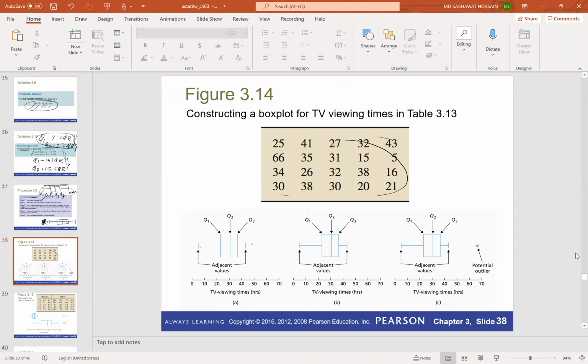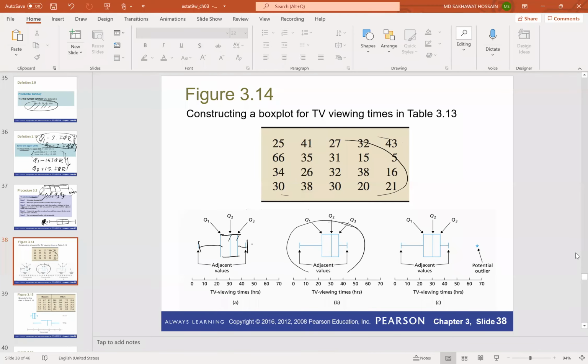So we need these 5 numbers. If there are no outliers, then the minimum and maximum number are the adjacent values. So we need to find the minimum, maximum, and Q1, Q2, Q3. Then you add them together and add this line as well. And that's our box plot.